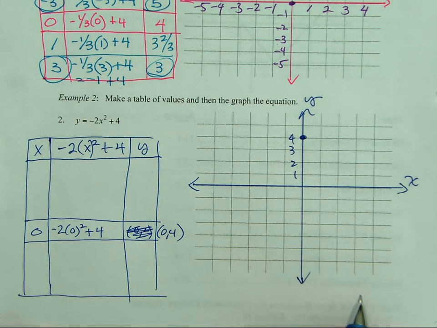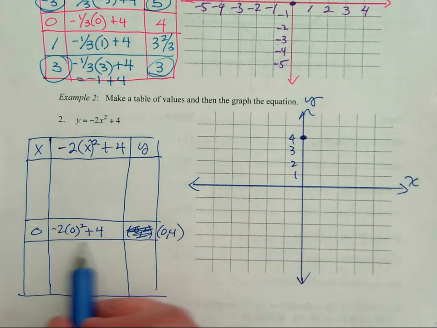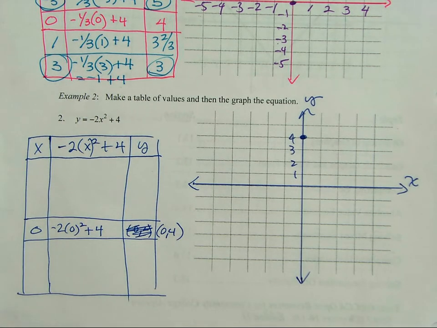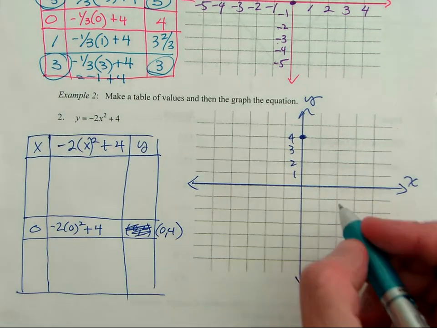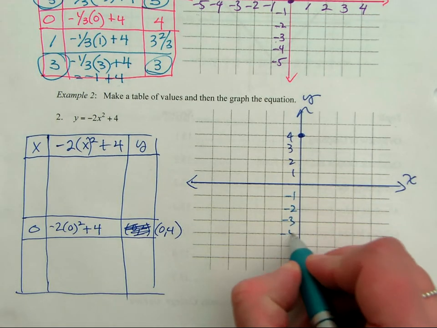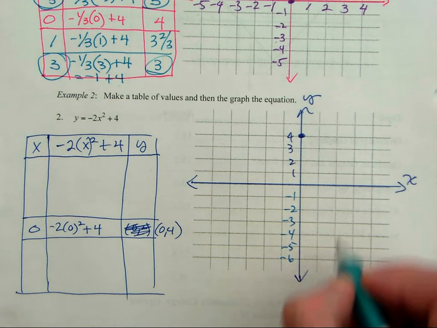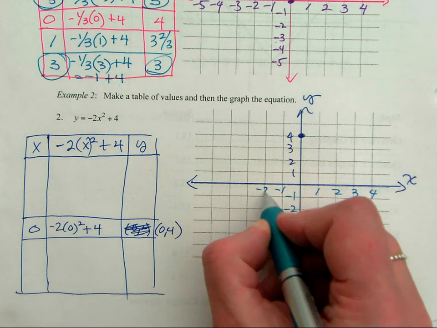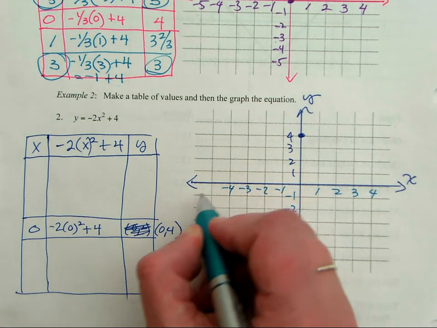Okay. And whenever you plug in 0 for x, what point are you always finding? The y-intercept. So that's really convenient because that's going to go right on our y-axis. Now, I didn't actually put any scale here. -2, -3, -4, -5, -6, 1, 2, 3, 4, -1, -2, -3, -4, -5.